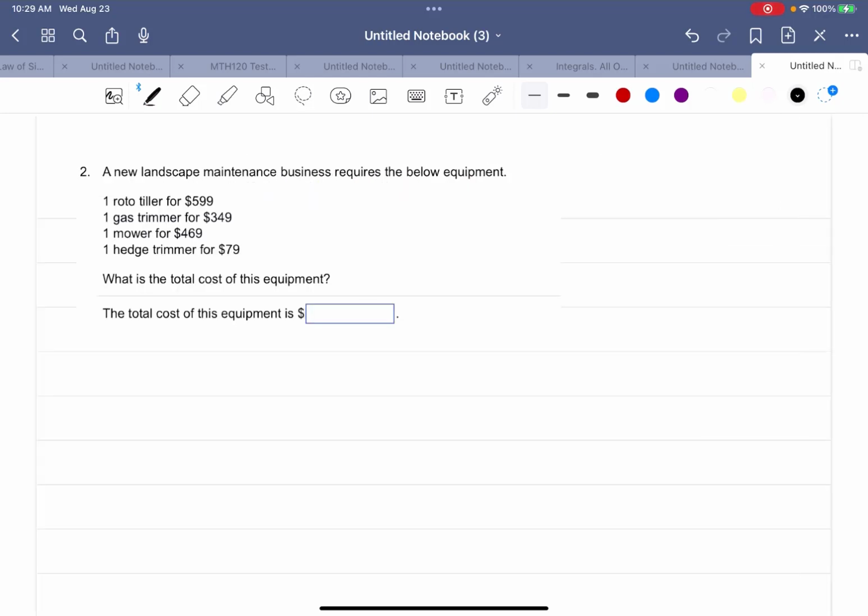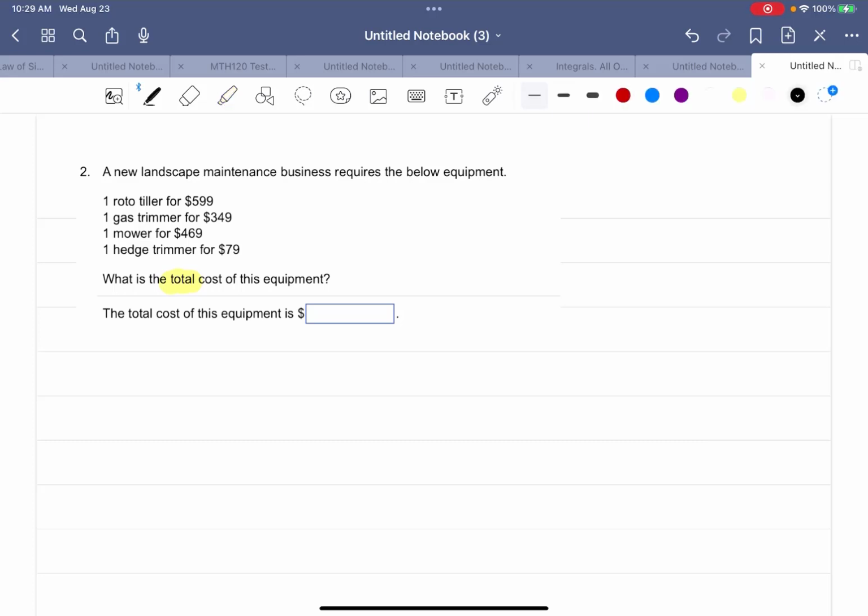Example 2. A new landscape maintenance business requires the below equipment: one rototiller for $599, one gas trimmer for $349, one mower for $469, and one hedge trimmer for $79. What is the total cost of this equipment? So once again, we see this word total, which is going to indicate that we need to add.